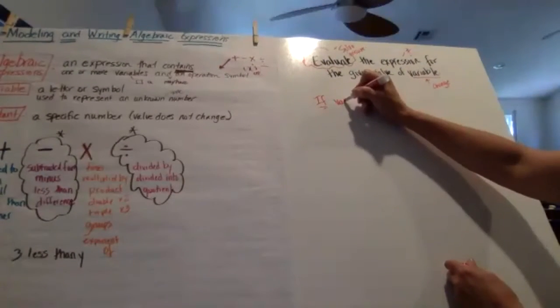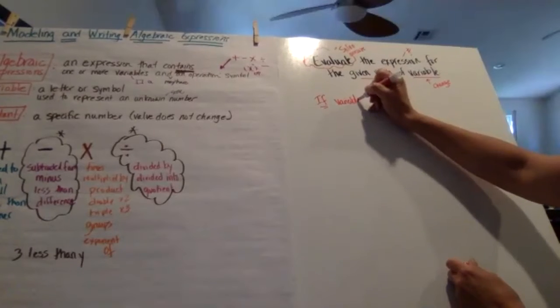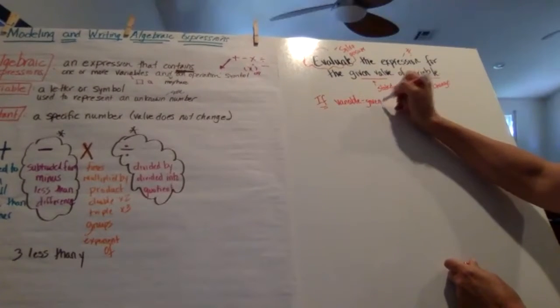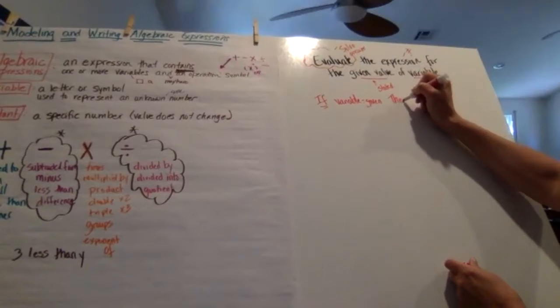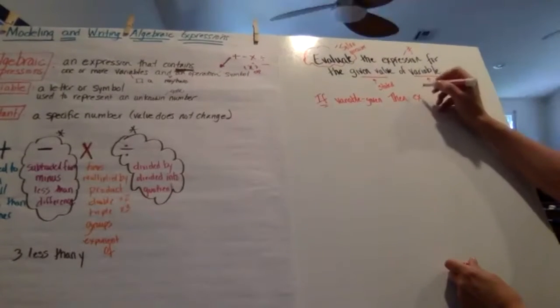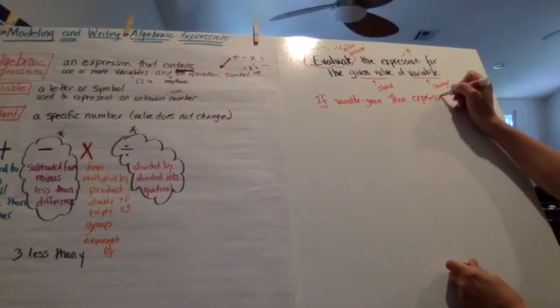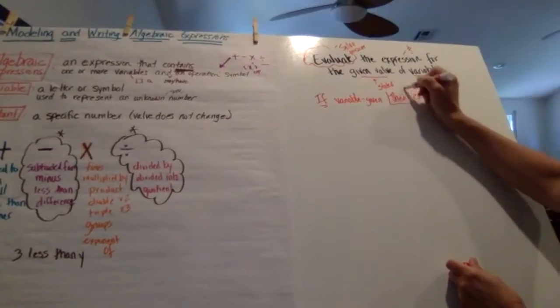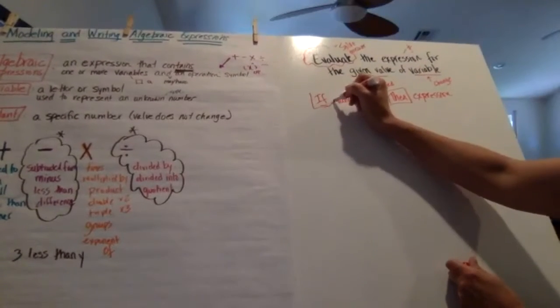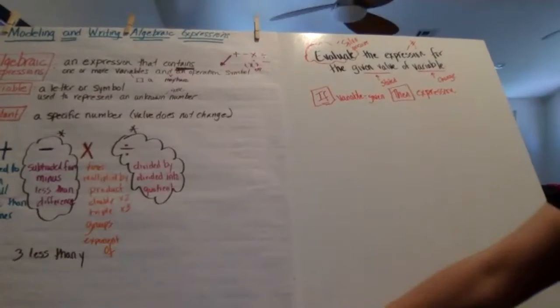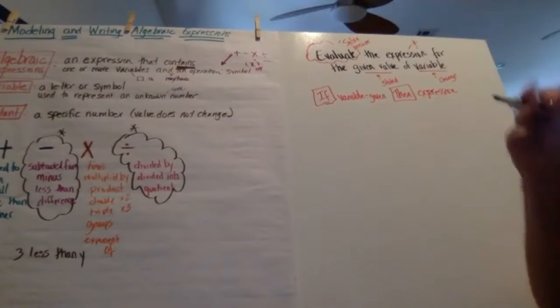So if the variable is equal to the given, then what is the expression? What is the value of the expression? So think about an if and then, because remember, an algebraic expression can have a lot of different solutions depending on what they are. So we'll start with an example.